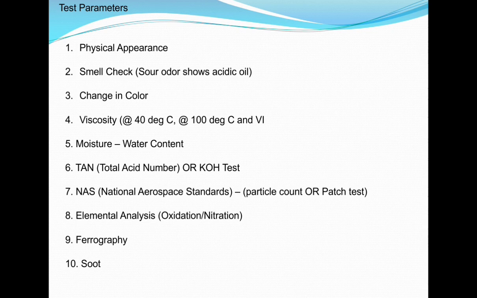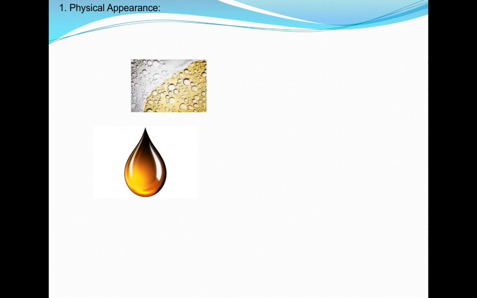As I already said, this chapter is very huge, so we'll discuss only the first four test parameters, and later on we'll discuss the next ones in the second chapter. So now you see the magic, the physical appearance. You see, this is the oil, and oil and water are immiscible, so one can easily know that here the water is contaminated with the oil.